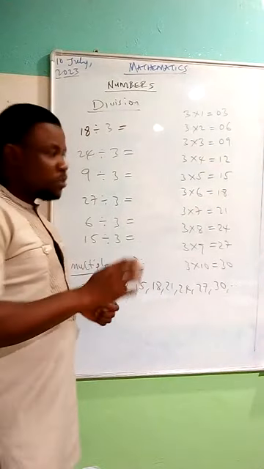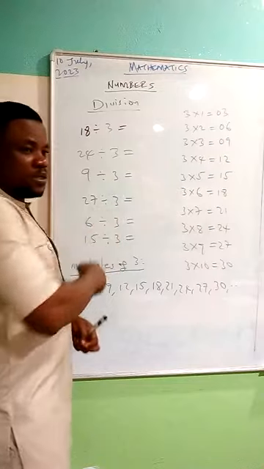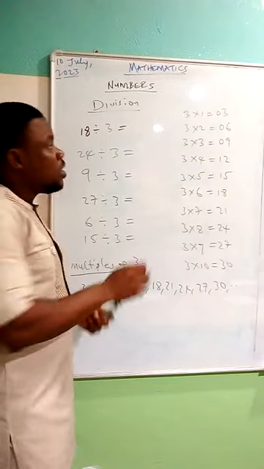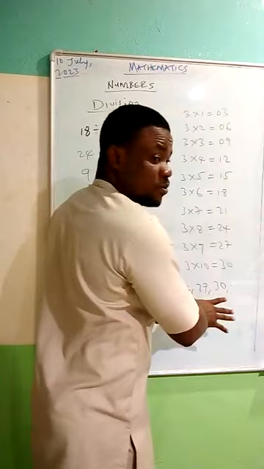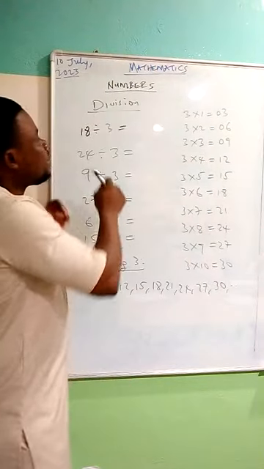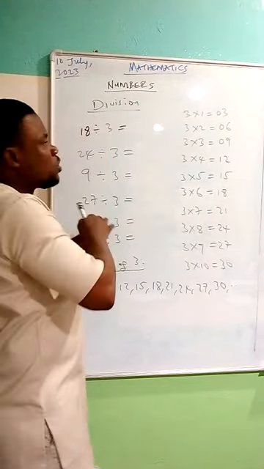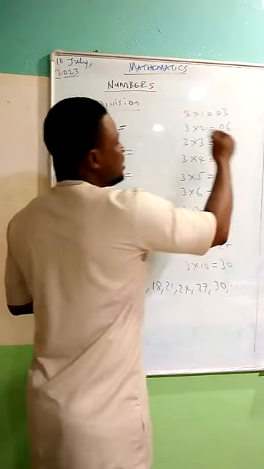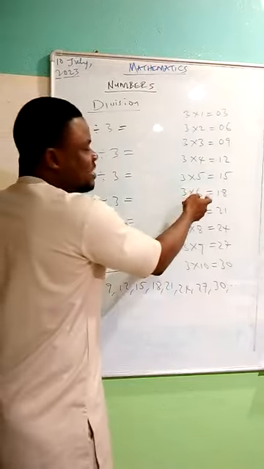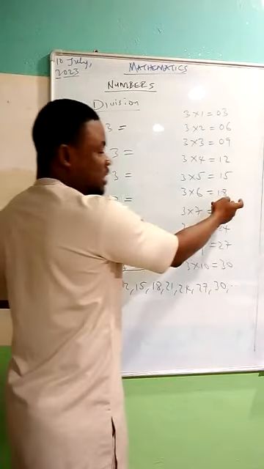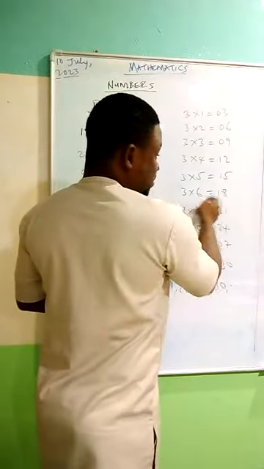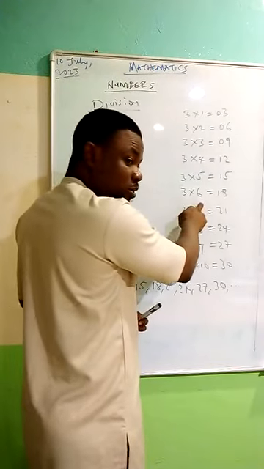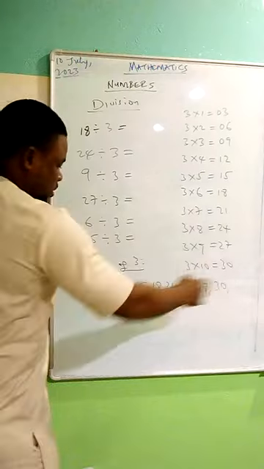Are you with me? I'm dividing all these numbers by 3. Knowing that division is the inverse of multiplication, I go to the 3 times table. The first value I'm having here is 18. So I check which multiple of 3 gives 18. What do I multiply by 3 to get 18? 3 times 6 is 18. That means 18 divided by 3 will be 6.